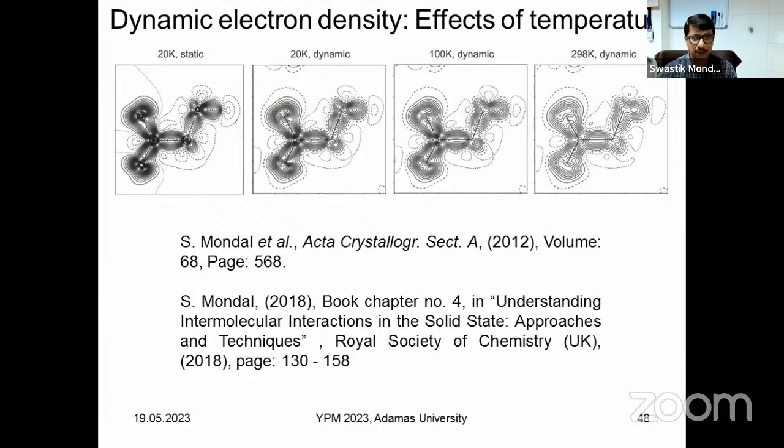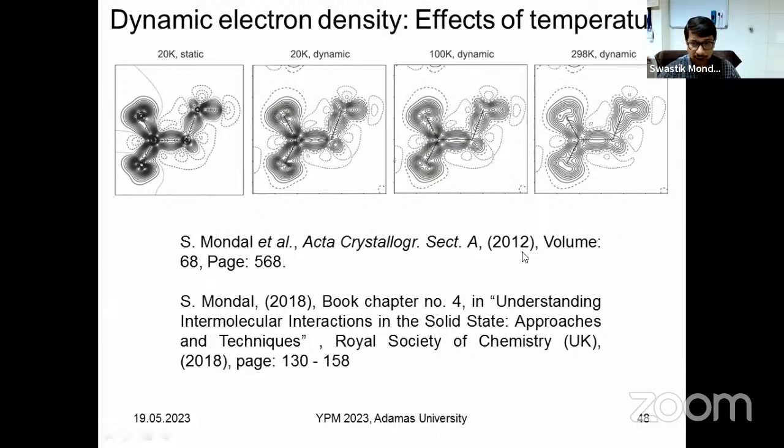This is a time-average electron density study. Now, is it possible to introduce these thermal parameters back into the static electron densities and see what the thermal motion looks like along with the electron density? So electron density which is dynamic, which is smeared over a region in space. In principle, it is possible, and you can go through this paper. It was in Acta Crystallographica Section A. It was published in 2012, but still it is the first paper in this direction.